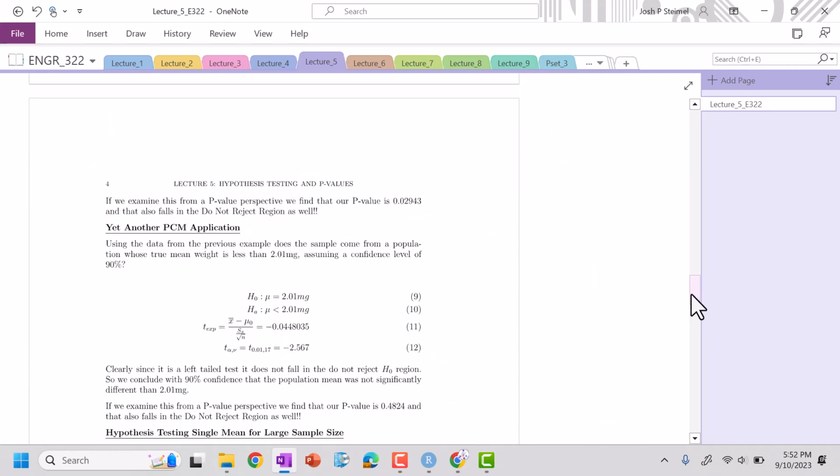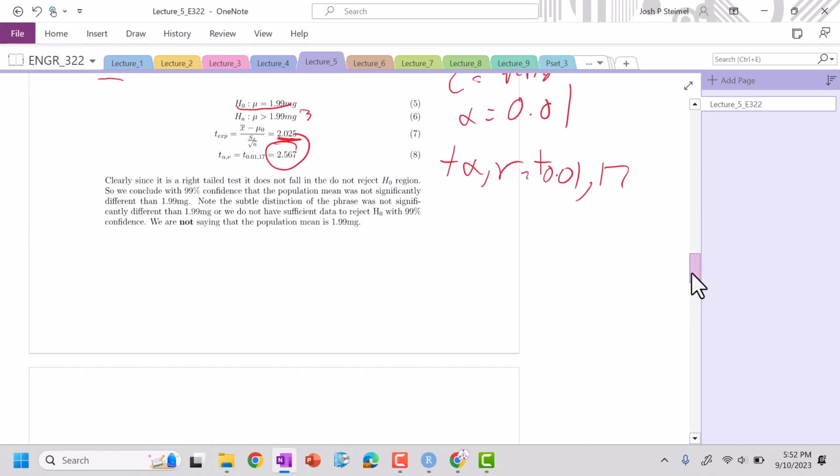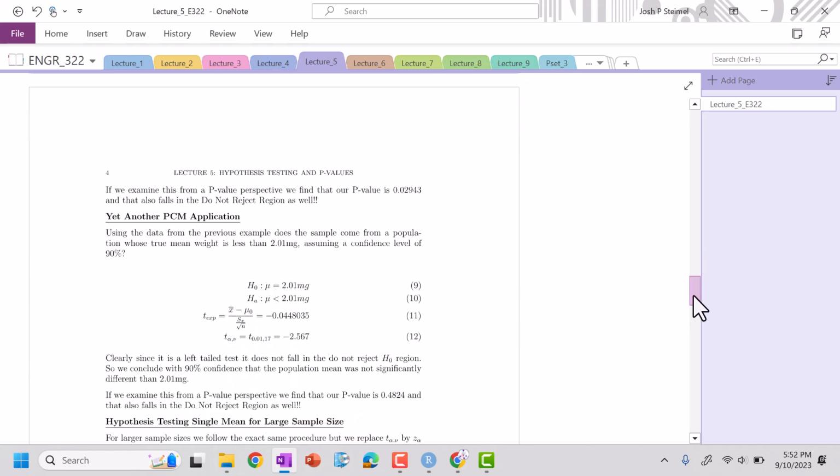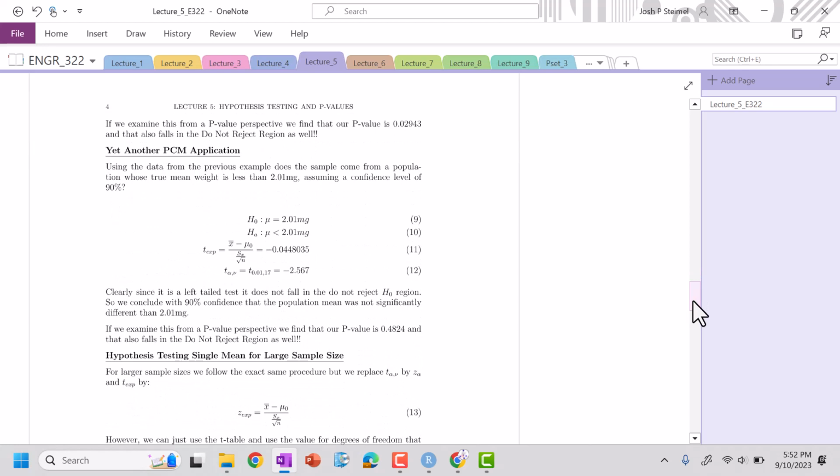So we did that, fantastic. Let's do another one. Now let's say less than 2.01, confidence level of 90%. I think we're getting it now. Now our alpha is equal to 0.1. It is a single-sided test.